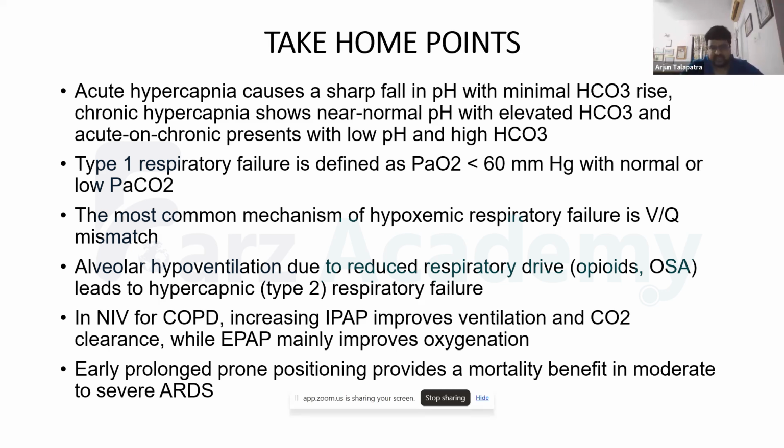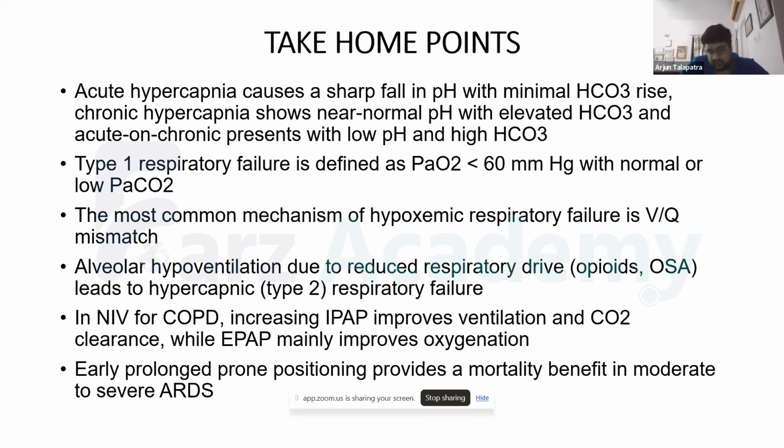Then we spoke about type 1 respiratory failure, the definition, how it is defined as a low PaO2 with a normal or low PCO2. We spoke about the most common mechanism of hypoxemic respiratory failure, that being VQ mismatch. We spoke about alveolar ventilation, the causes behind it, how it can be due to reduced respiratory drive, and how it causes type 2 respiratory failure. We spoke about NIV being the first line for COPD, and if there is carbon dioxide retention, our first step is increasing IPAP, which improves ventilation, while EPAP mainly focuses on oxygenation.